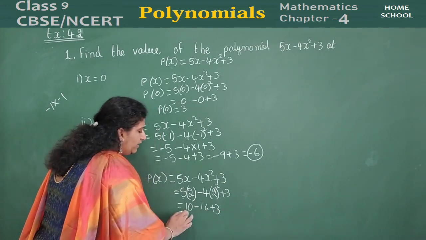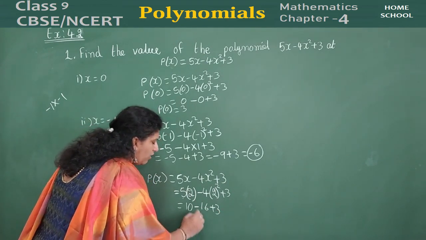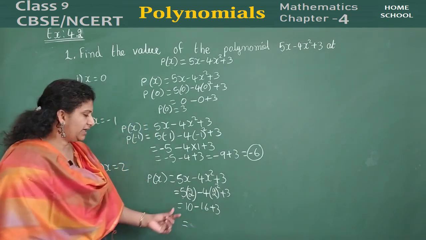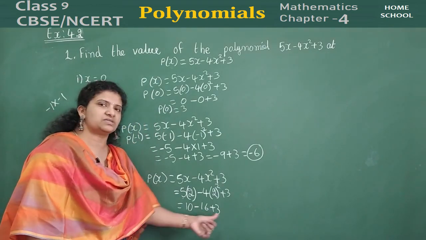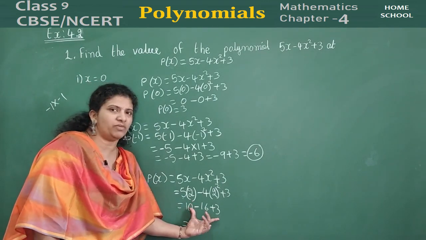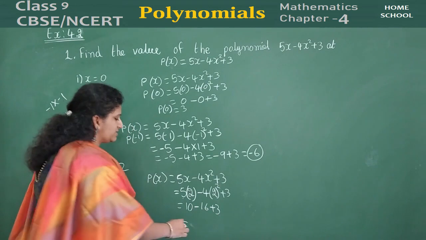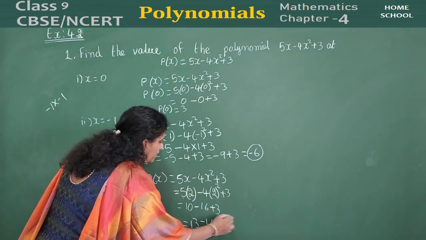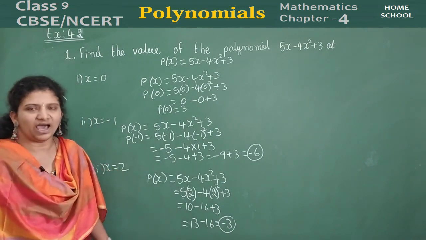That will be 10 minus 16, or 10 plus 3, you do, children. Anyway you can do, no problem. 10 minus 16 is minus 6, plus 3 will be minus 3. Or you can add 10 plus 3, 13, 13 minus 16 also you can do. 13 minus 16 will be minus 3, is your answer.